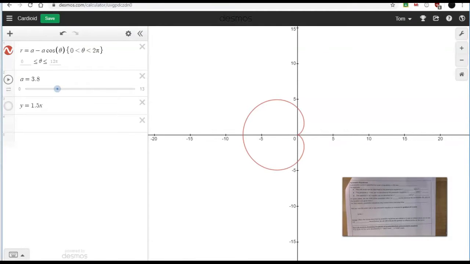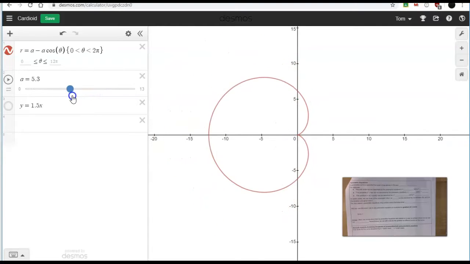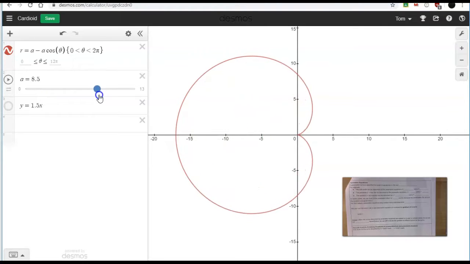Okay, so here we are. This is the function, and here we have a being fixed. I can decrease or increase the value of a. All I see that happens to my curve here is that it increases or decreases in size. So this is called a cardioid, and we're going to come back to this idea later on.